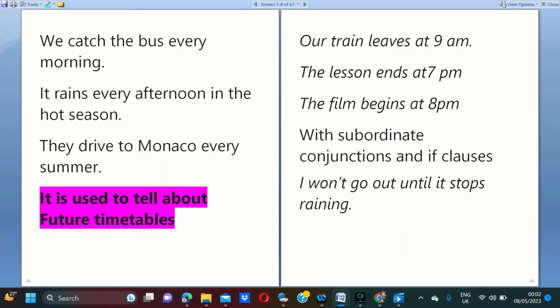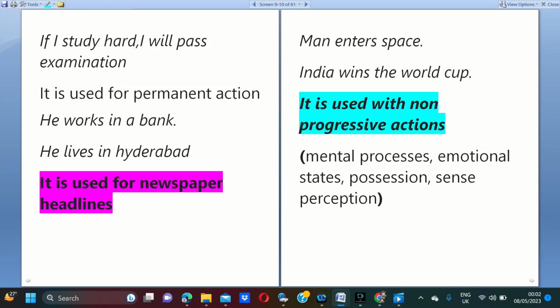I won't go out until it stops raining. Now it is raining. Until it stops, I won't go out. So it is a condition. If I study hard, I will pass the examination.